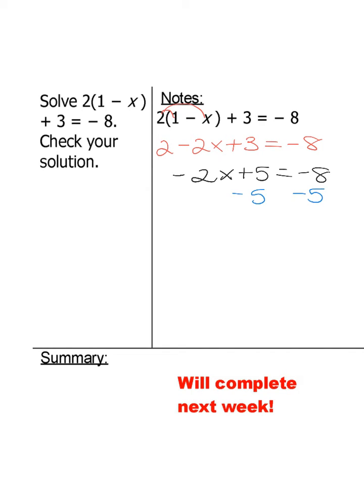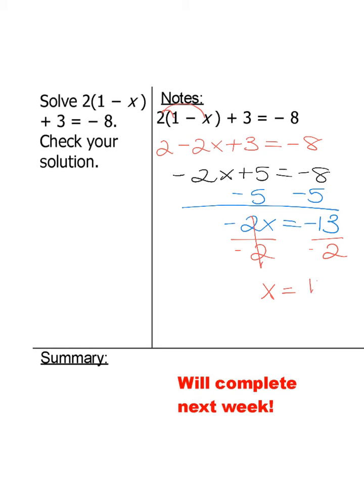So I'm just going line by line here. Negative 2x equals negative 13. And then divide by negative 2. That cancels out. So x equals 13 halves.